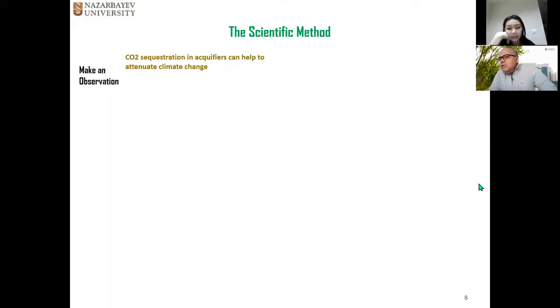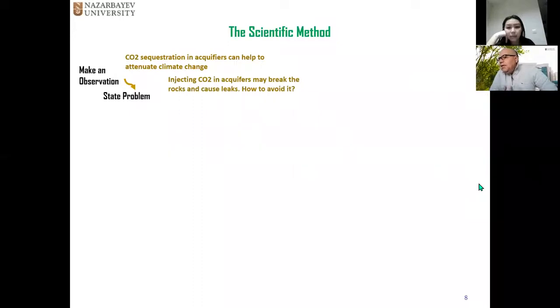So we make then the first observation in our scientific method. CO2 sequestration in aquifers can help to attenuate climate change. This is an observation, okay? This is something that is a fact, because people have been considering that in the last years. Then we need to establish what is the problem we want to solve. So injecting CO2 in aquifers may break the rock. So we need to understand how to do it in a controlled manner, effective and safe. So how to avoid it without having this trouble?